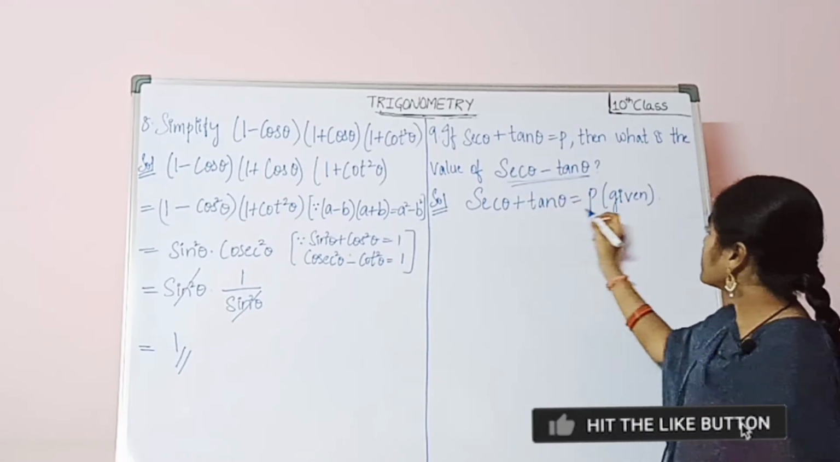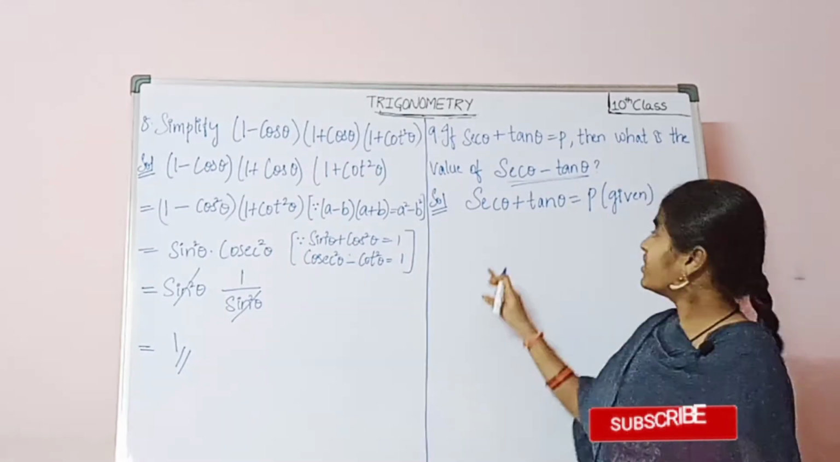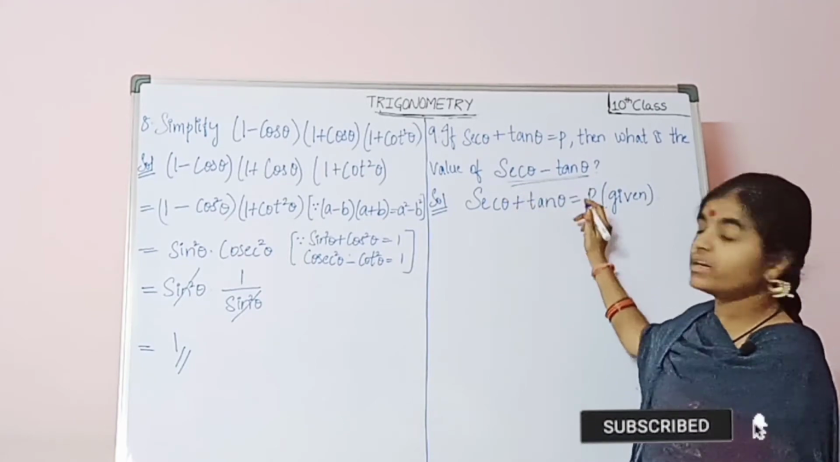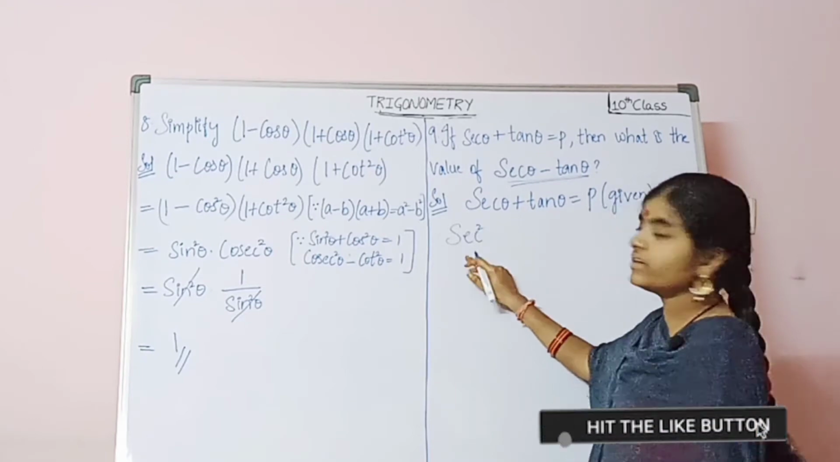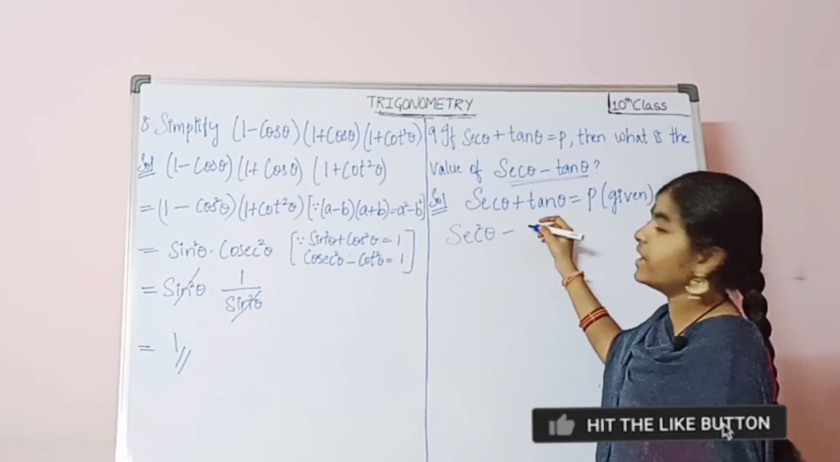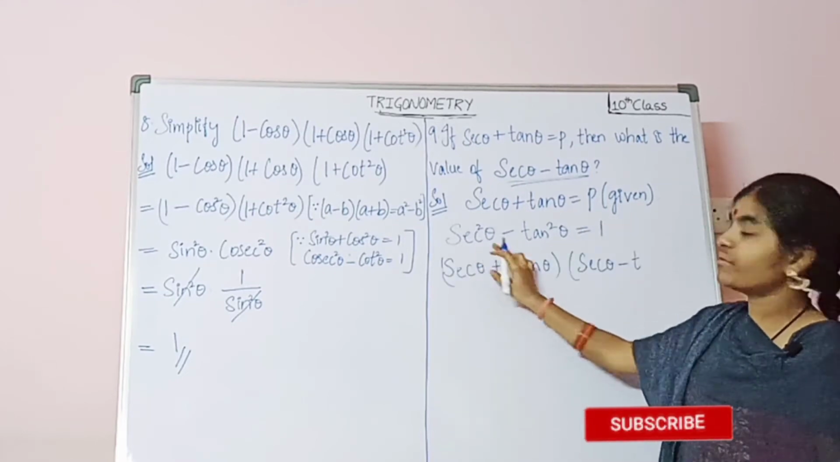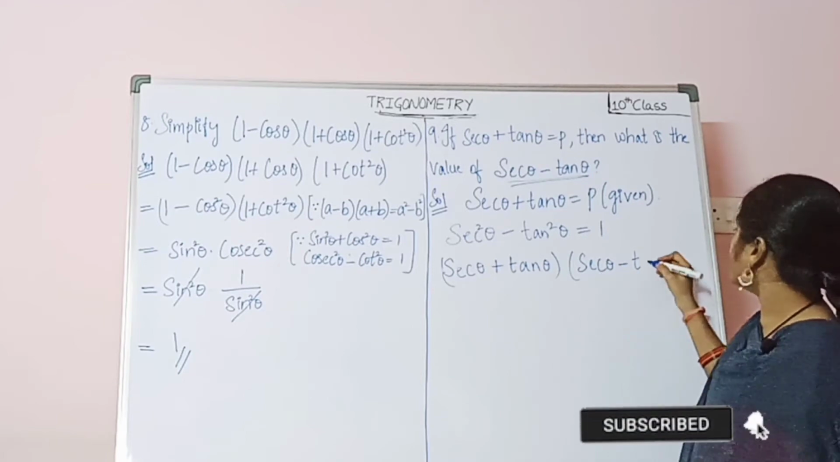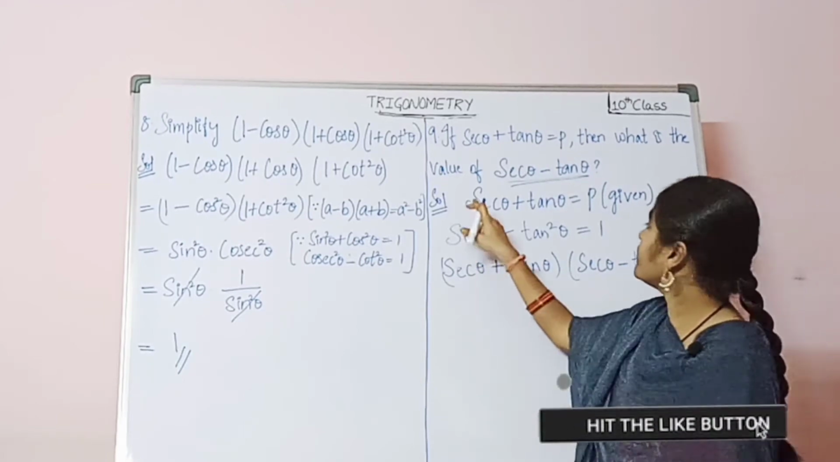So what is given here? Secant theta plus tan theta equals p. This is given. We can find the value of secant theta minus tan theta with the help of a trigonometric identity. So what is the trigonometric identity here? Secant square theta minus tan square theta equals 1. From this identity we can write (secant theta plus tan theta) into (secant theta minus tan theta) equals 1. So what is given in the question?